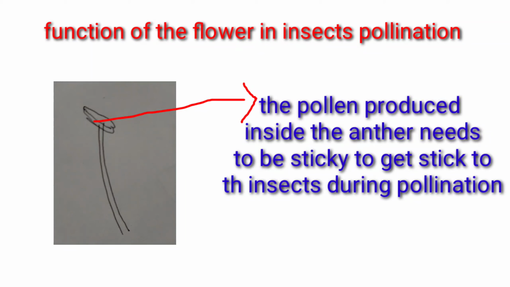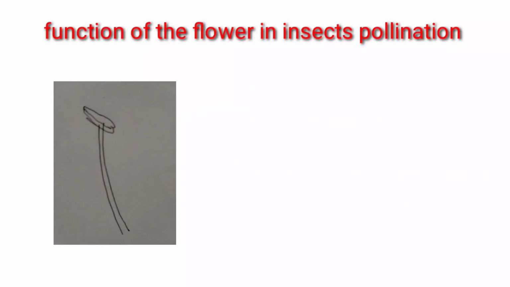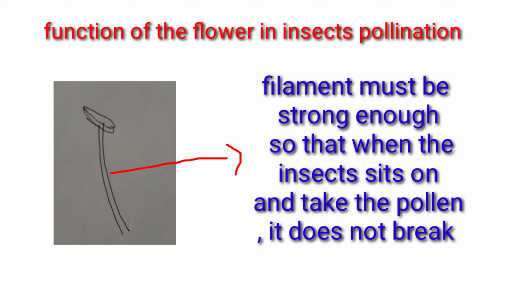First of all, the pollen produced inside the anther needs to be sticky to stick to the insect during pollination. Then we have got the filament. Filament must be strong enough so that when the insect sits on it and takes the pollen, it does not break.